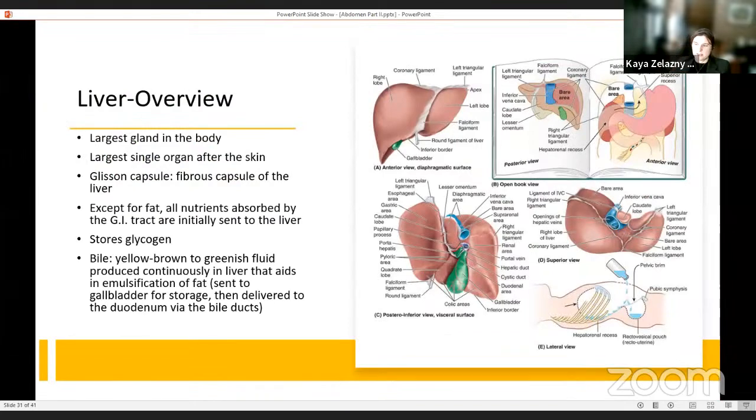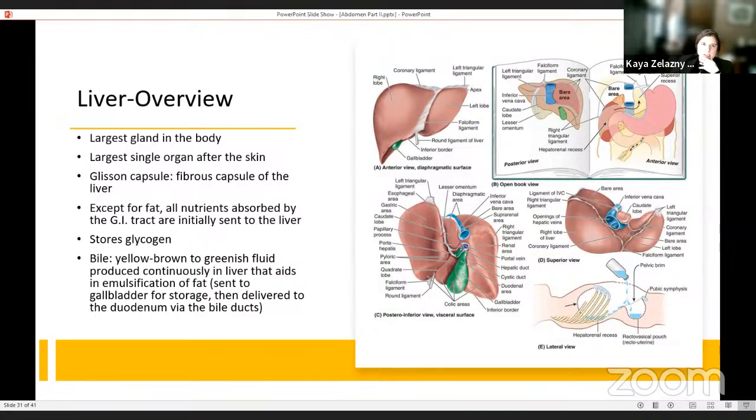So next we're moving into the liver. So the liver is really your largest gland in your body, and we consider it the largest single organ after the skin. Its capsule is more fibrous than the capsule we had around the spleen, so it's a little more protected by the Glisson capsule.